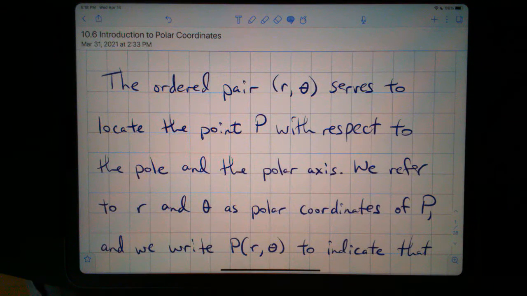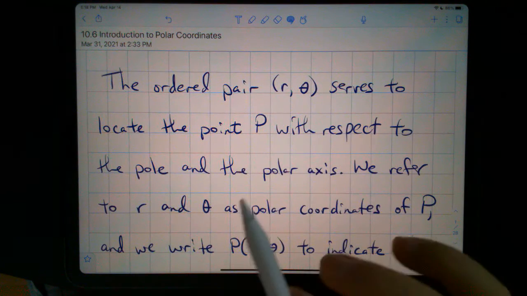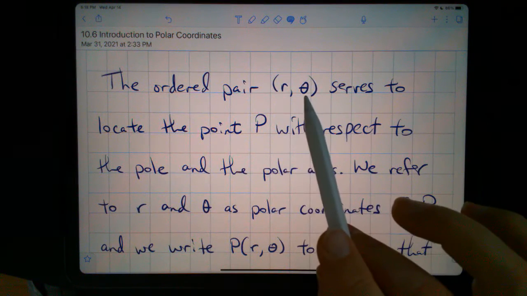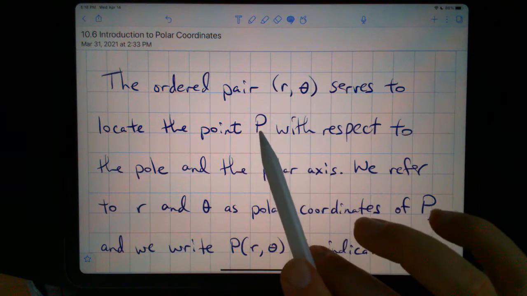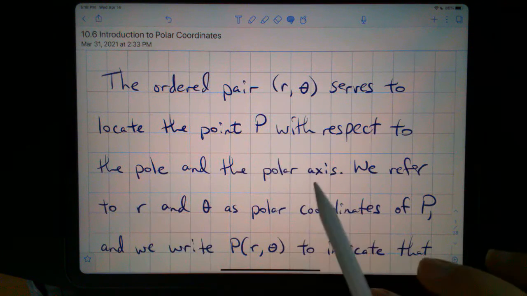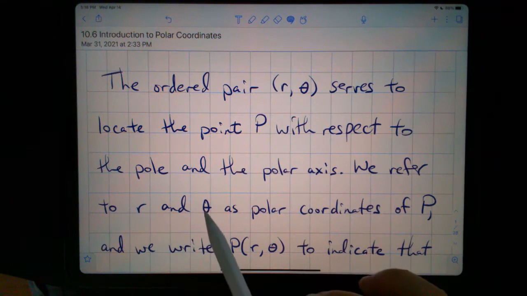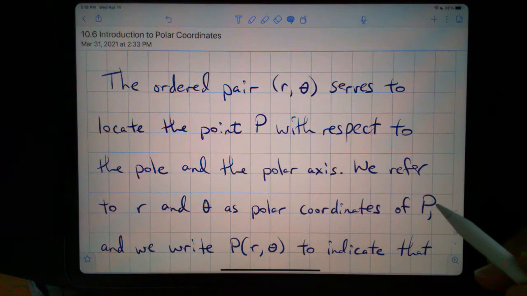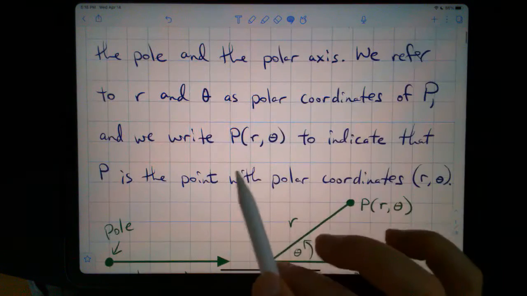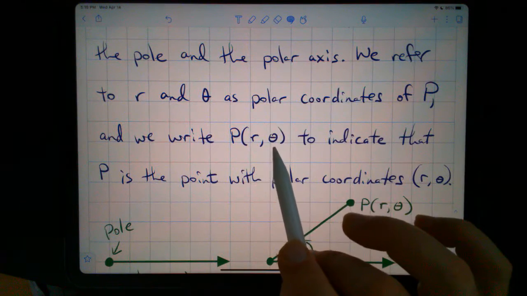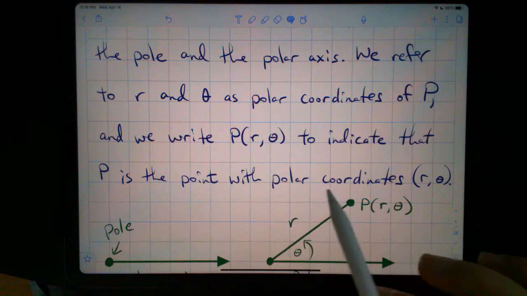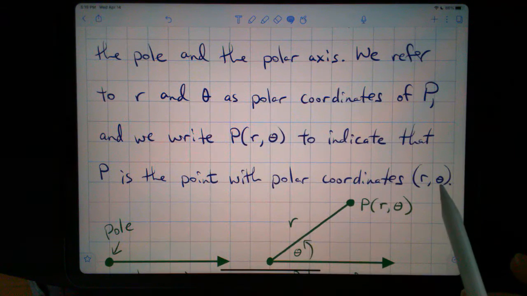Hello. So here I'll talk about introduction to polar coordinates. Again, a lot of definitions here. The ordered pair (r, theta) serves to locate the point P with respect to the pole and the polar axis. We refer to r and theta as polar coordinates of P, and we write P(r, theta) to indicate that P is the point with polar coordinates (r, theta).